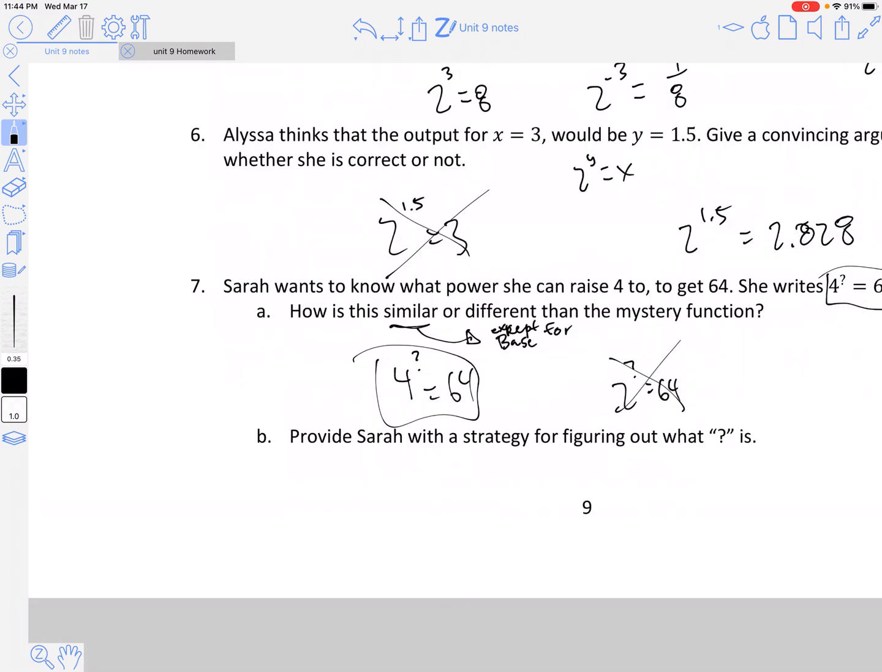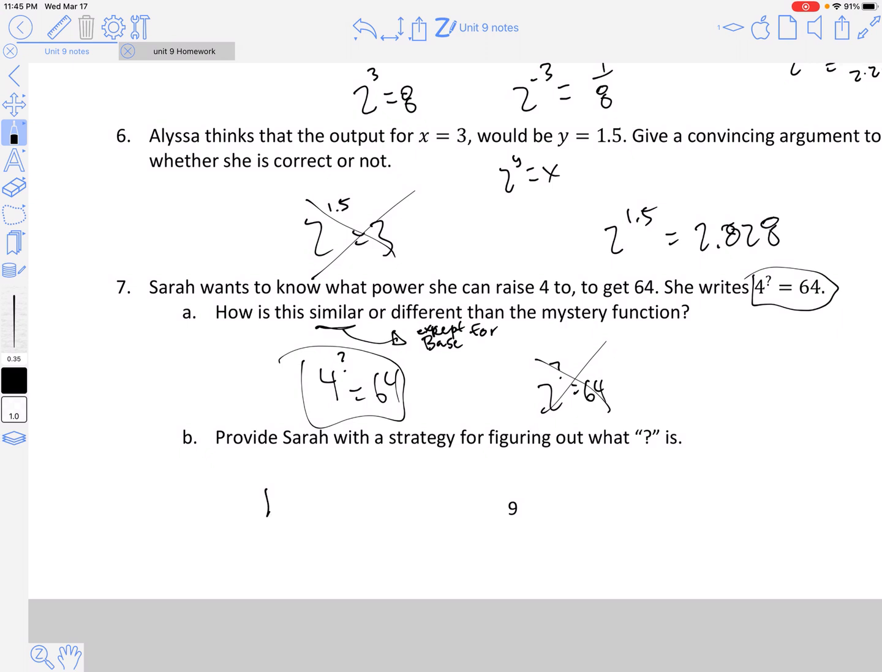All right, so going down here, provide Sarah with a strategy to figure out what that question mark would be. One thing she can do is say log base 4 will give me 64. What was the exponent? That's one way, and we can actually put that in our calculator. I'll teach you how to do that in a bit. But what I want you to do is just think about it yourself. How many times do we multiply 4? 4 times 4 is 16, times 4, 6 times 4 is 24, carry the 2. Yeah, 64. So we know the answer is 3.